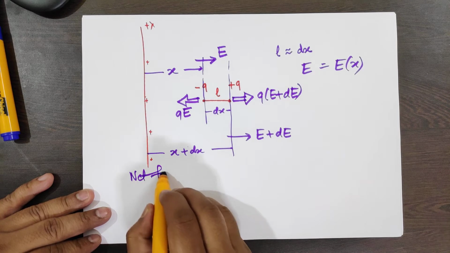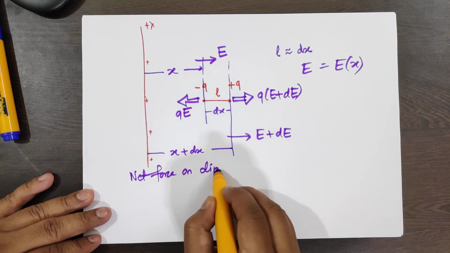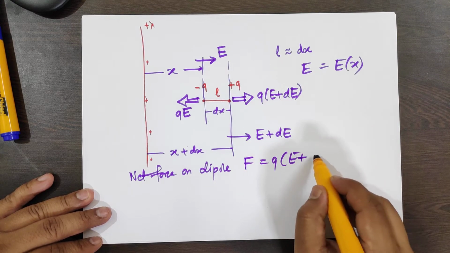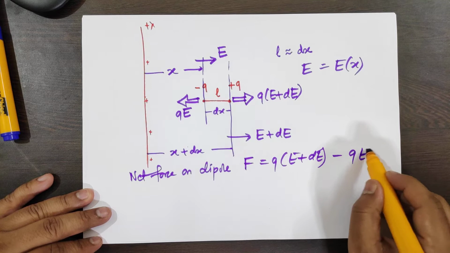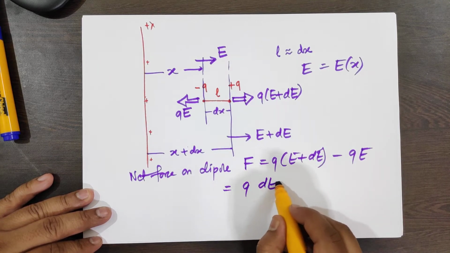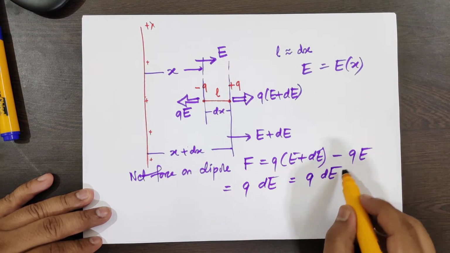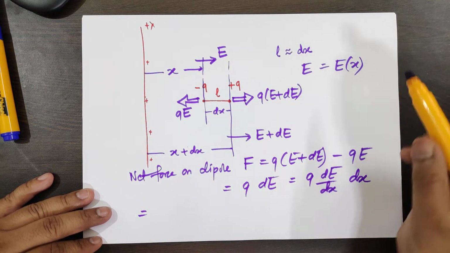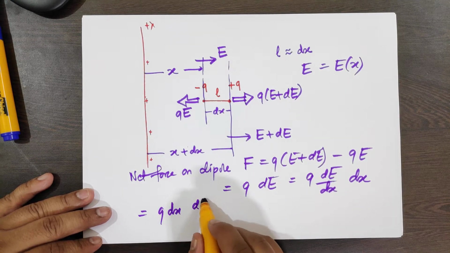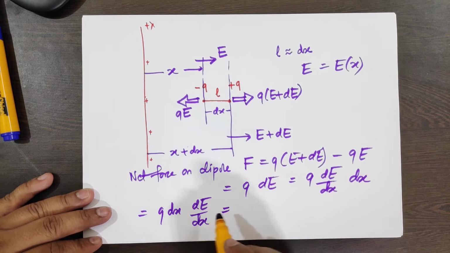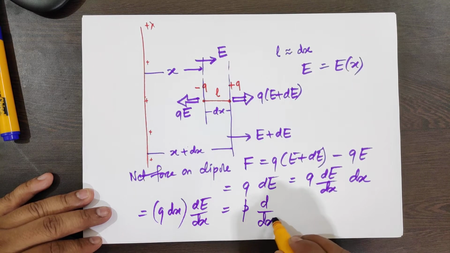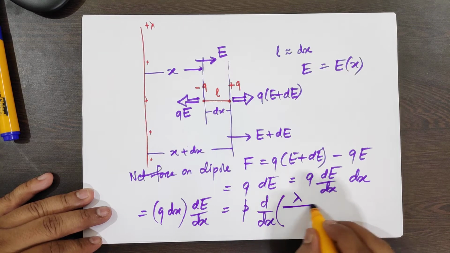So we can calculate the net force on the dipole as q into E plus dE minus q into E. So that is q into dE. So we can write it like this: q into dE by dx multiplied by dx. Now this q into dx is equal to the dipole moment, and E as a function of x is lambda by 2 pi epsilon naught x, that we know.